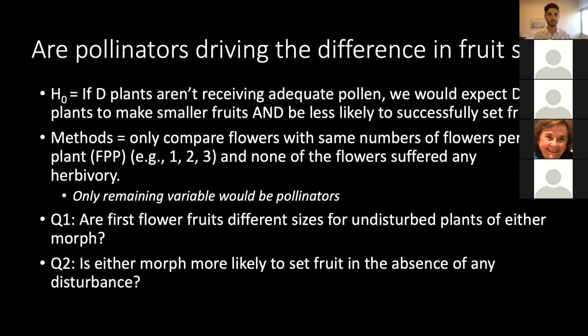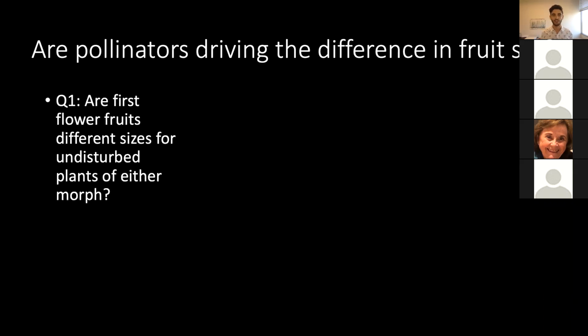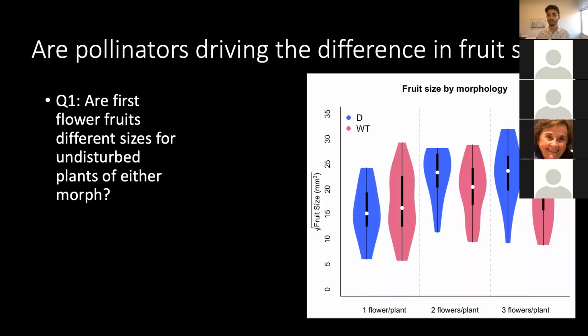And we asked two questions. Are first flower fruits different sizes for undisturbed plants of either morph? And then are either morph more likely to set fruit in the absence of a disturbance? So for that first question, are the first flower fruits different sizes?